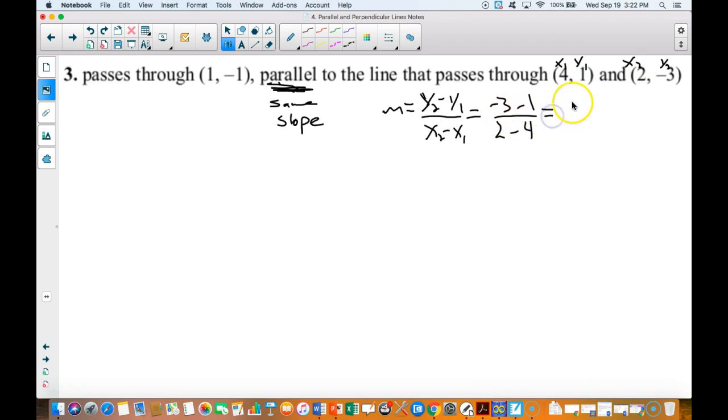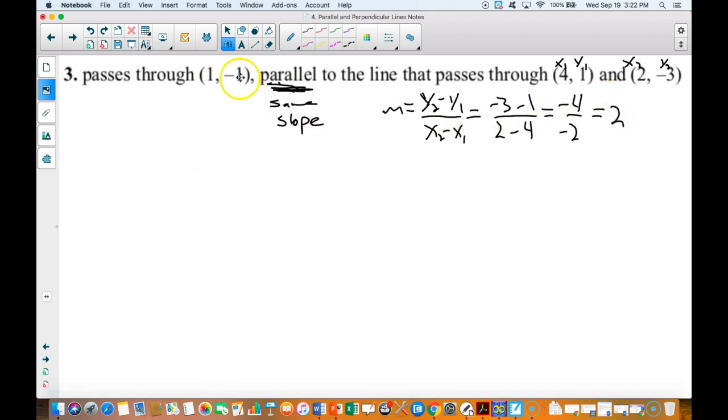So -3 minus 1 is -4. 2 minus 4 is -2. And now this does reduce. -4 over -2 is actually just positive 2 over 1, right? Because a negative divided by a negative is positive. So now we're to the point where we were in numbers 1 and 2.